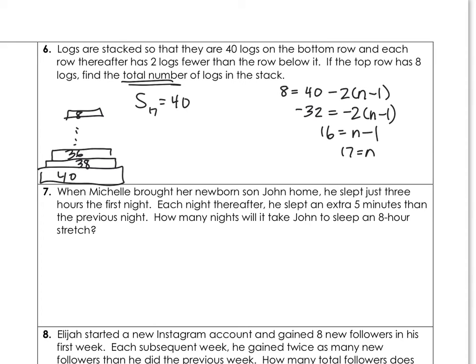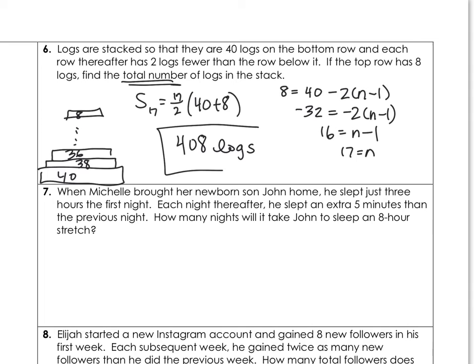First one is 40. No, I don't need that yet. That's not what the formula says. I have to first say 17 divided by 2, right? And then it's the first one plus the last one. So how many logs is that? 408. Sweet. All right, let's see.